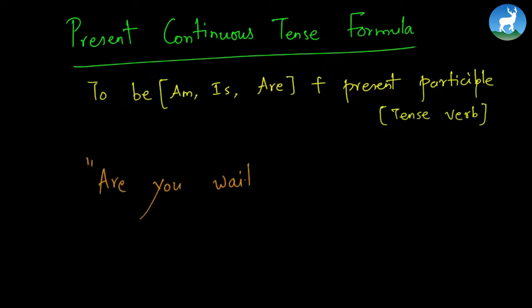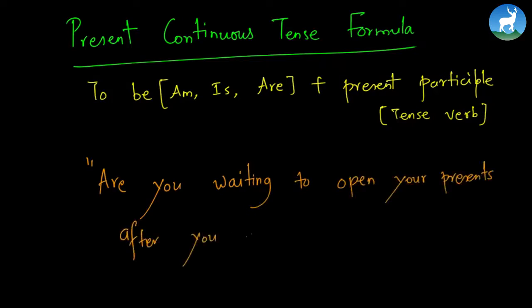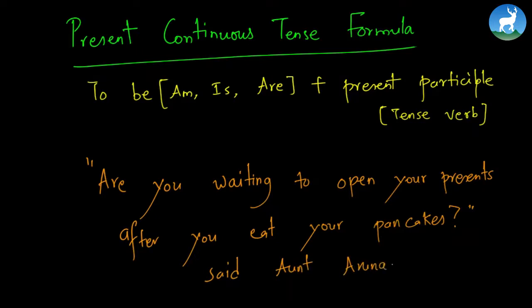Are you waiting to open your presents after you eat your pancakes? Question mark. Said Aunt Aruna. So if you look at this sentence, you find there is a be verb here followed by a VING or the present participle.